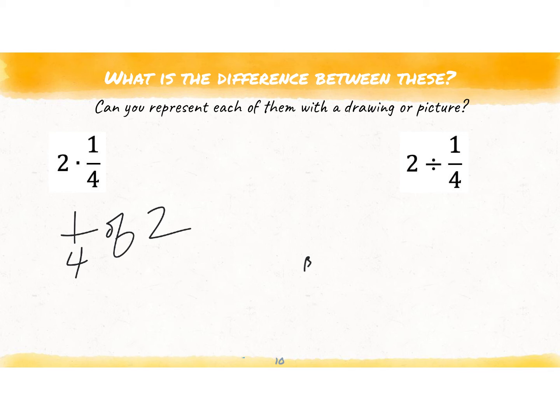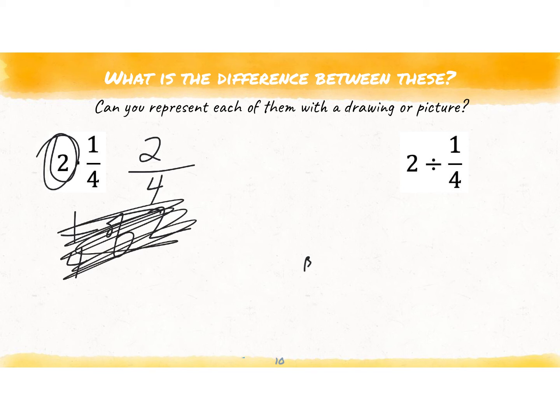Think about this for a second. You got 2 cookies. Times 1/4 is just like 2 over 4. I got 2 cookies and I got 4 people. We each get 2 over 4, 1/2. I'm just trying to make you think of what this is like.